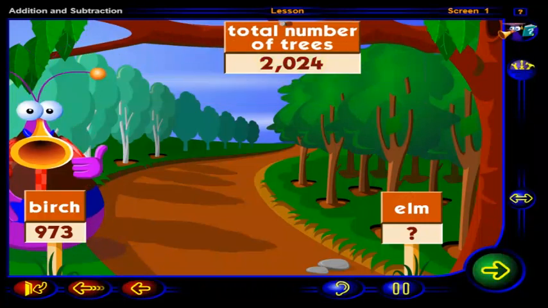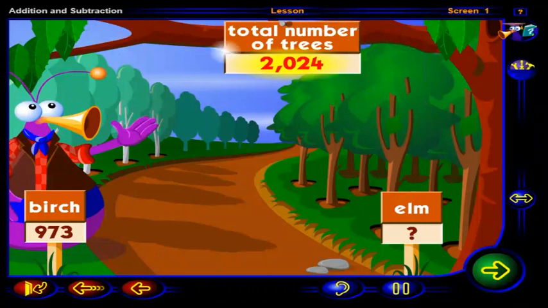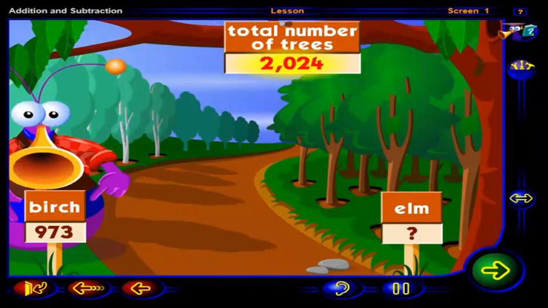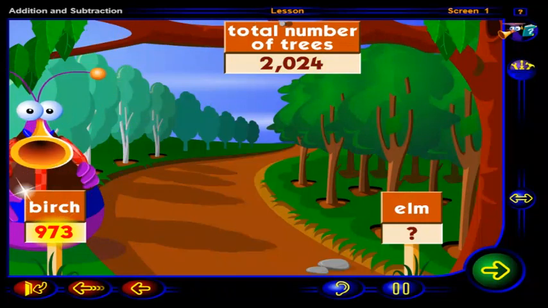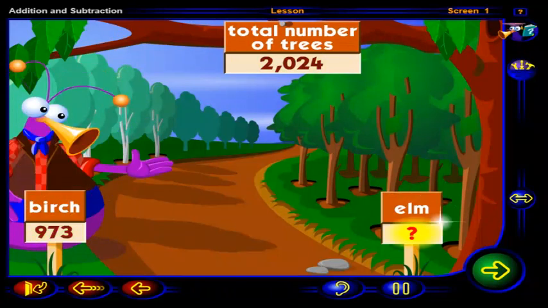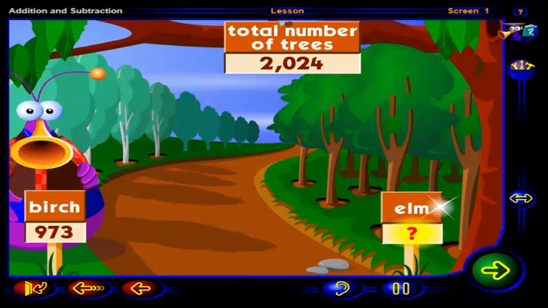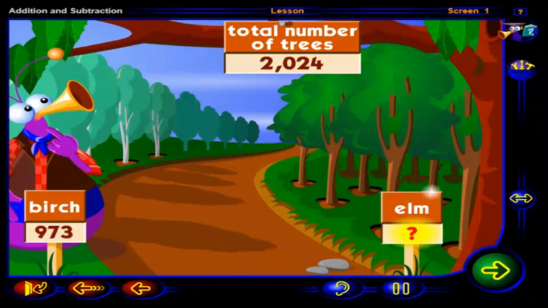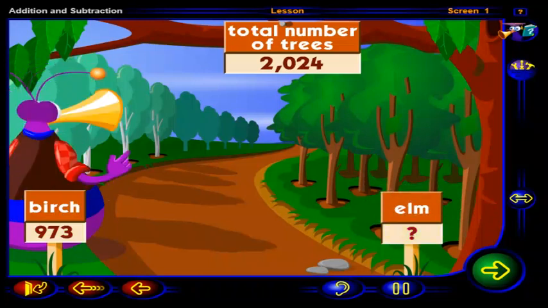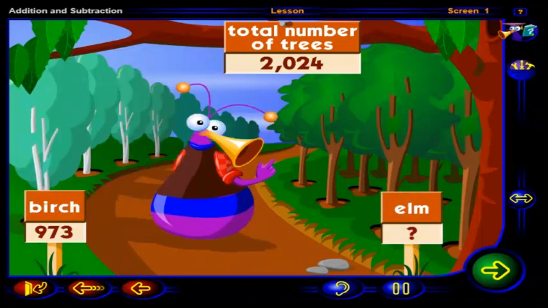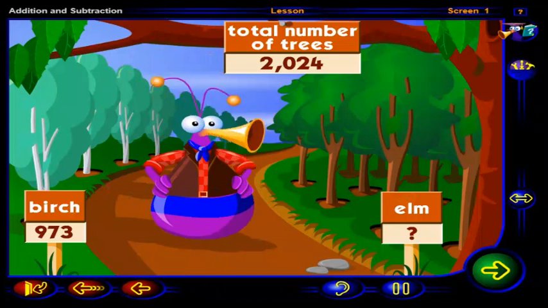Good work. You planted a total of 2,024 trees. 973 of these trees are birch trees, and the rest are elm trees. But how many elm trees did you plant? Hey, come back. You don't have to count them one by one.